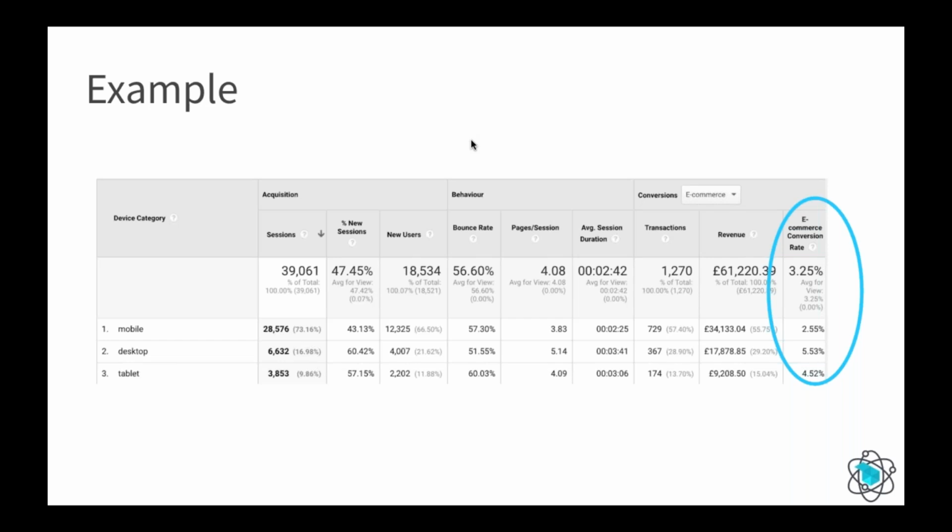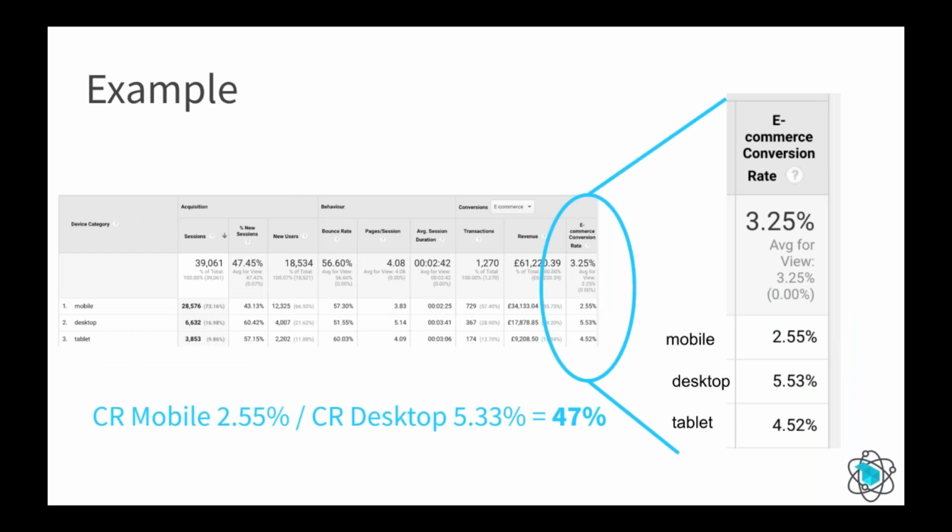In this specific example, let's say we have a 2% conversion rate on average. Mobile conversion rate is worse than desktop conversion rate. Tablet is something in between. So in this specific case, mobile is 2.55, desktop is a little bit more than 5.5, and tablet in between. So mobile is exactly 47% of the desktop conversion rate. This is a classic situation across B2C businesses, but also B2B.